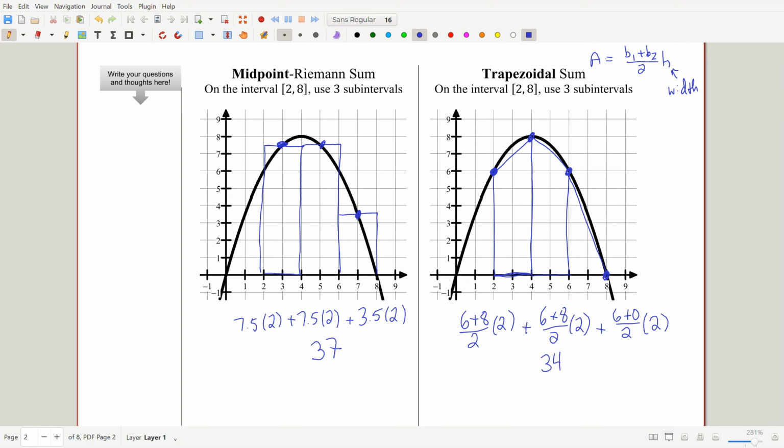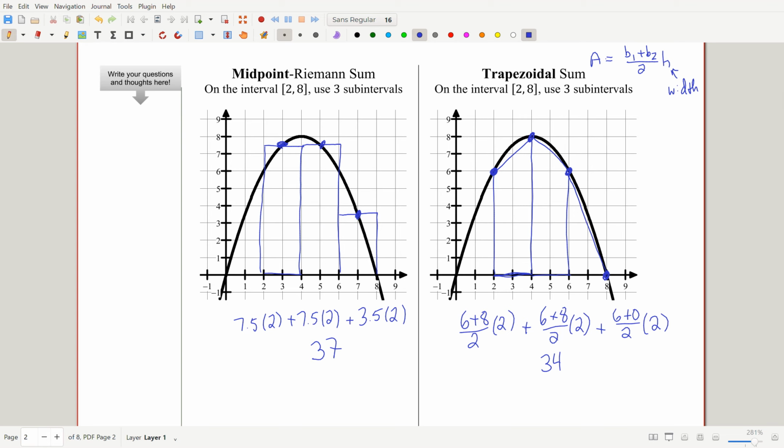That's clearly an underestimate or an overestimate? Underestimate. Do you see how it doesn't really leave a lot of space not accounted for, though? Yeah, that's why, of the approximations, the trapezoidal, especially if you really, really bring the intervals in close, is going to give you your best result.